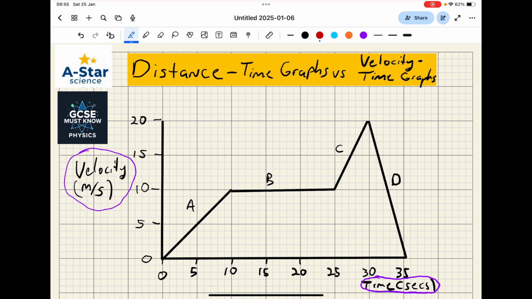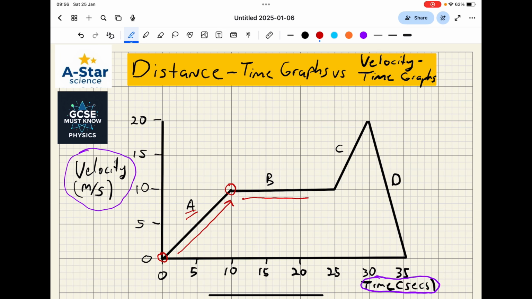If we look at the line A, or the section of the line labeled A, the object has gone from 0 now to 10 meters per second, and it took it 10 seconds. That means the object is accelerating from 0 meters per second to 10 meters per second. I know this because I can see it on the graph, as well as the line is going up.